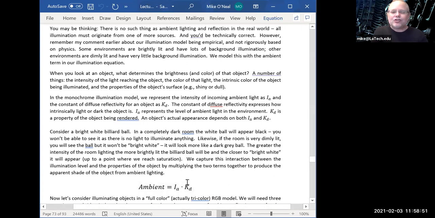K_D is a feature, an aspect, a characteristic of the object we are modeling, whereas the I_A is a characteristic of the environment that the object sits in. So I_A is the intensity of ambient light. It is the level of lighting that's around us. K_D is the constant of diffuse reflectivity of an object. You need both of those things. Mike, why do you need both of those things?